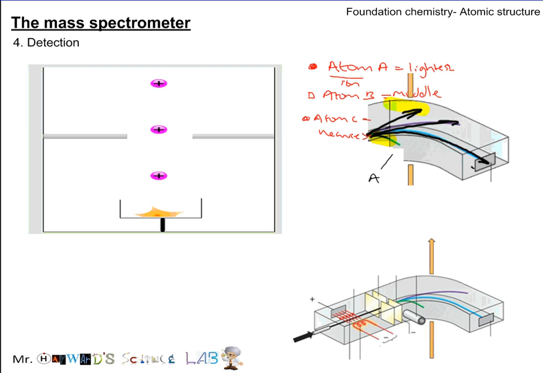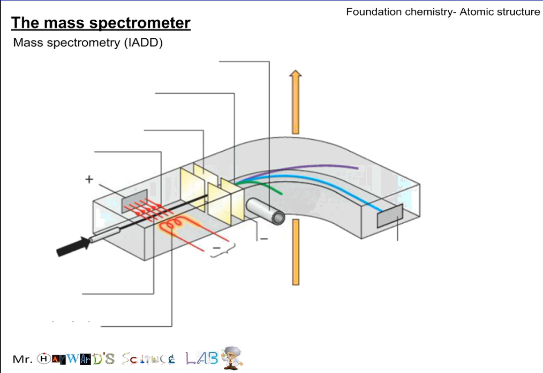So that's the way we detect different ions. We change the magnetic field strength, and therefore different ions will reach the detector. If we go through a whole range of different magnetic field strengths, then we should detect each ion separately. Now, that's all the stages within the mass spectrometer. Now we look at what we actually get at the end.